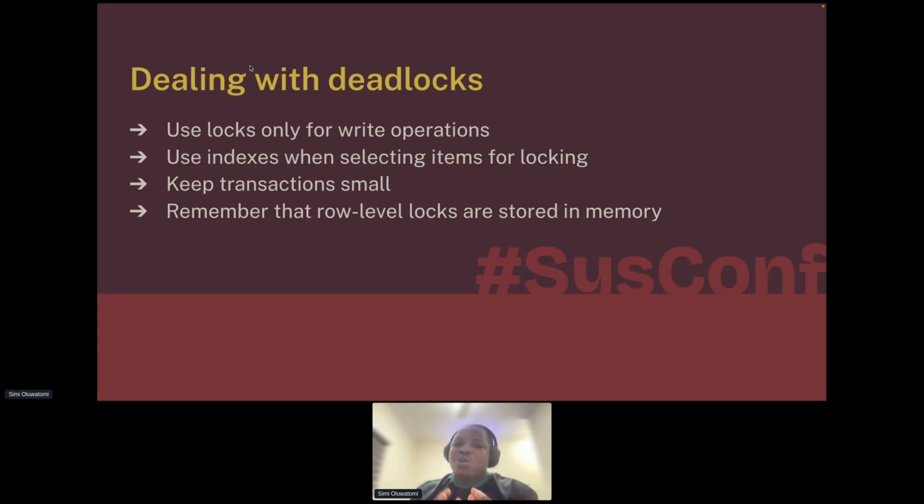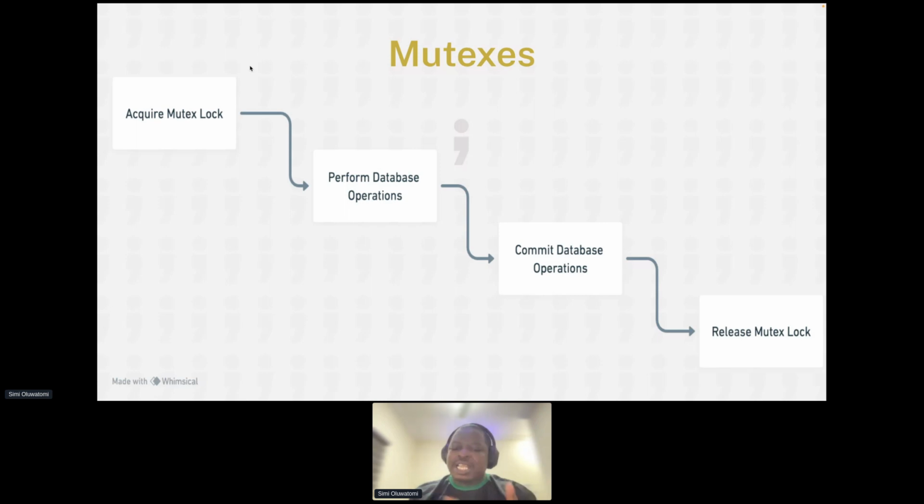You get? So if you follow these principles, the chances that you are going to end up in a situation of deadlocks is going to become small. There are more, but I don't want to go into some things that are extremely technical. Now, the last one are mutexes, right? Now, mutexes are in application code. There is no mutex in MySQL. There is no mutex in Postgres. The mutex is in your application code.